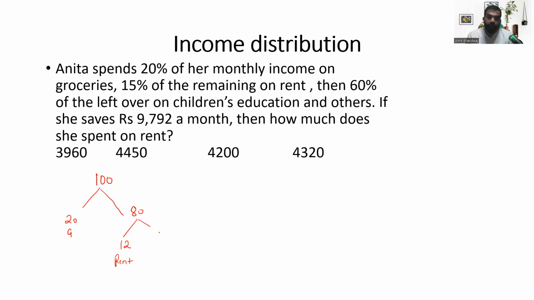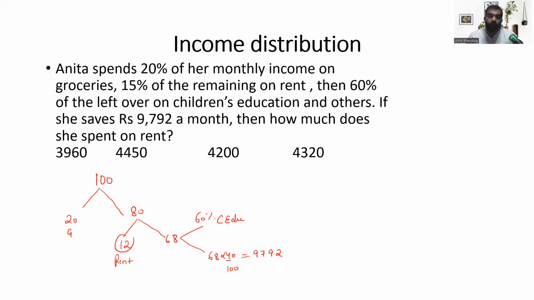Okay. And remaining this is 68. Then 60% of the leftover on children's education. This is on children's education and others, right? Now 40% of the 68 is the saving, which is 9792. You have to find out how much she spent on rent.